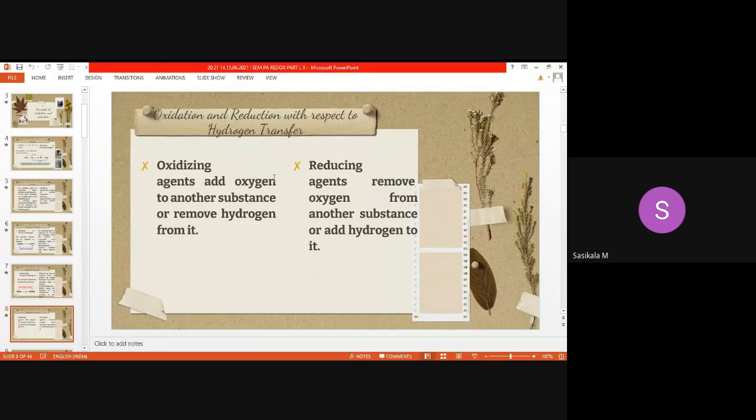What is a reducing agent? Opposite to an oxidizing agent. It will remove oxygen from another substance, like carbon monoxide removes oxygen from ferric oxide. That is an example of removal of oxygen from another substance, or adding hydrogen to another substance. Here acetaldehyde has been converted to ethanol, so addition of hydrogen takes place. So from classical concepts, we have learned what oxidizing agents and reducing agents are, and oxidation and reduction based on oxygen transfer and hydrogen transfer concepts have been discussed. Hope it is clear. Shall we move on to the third concept?